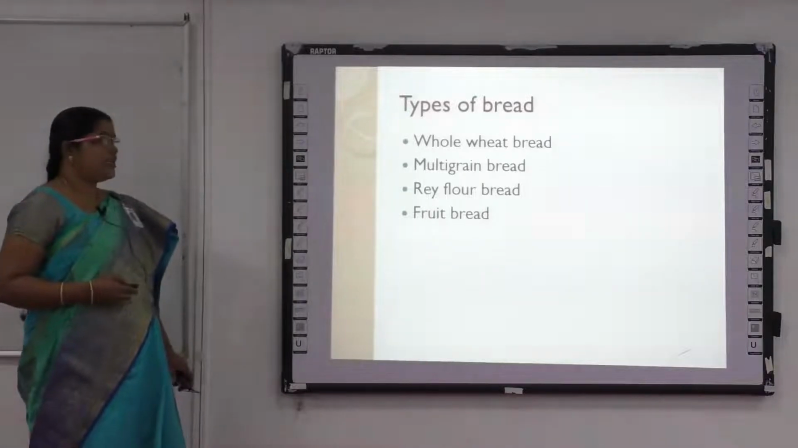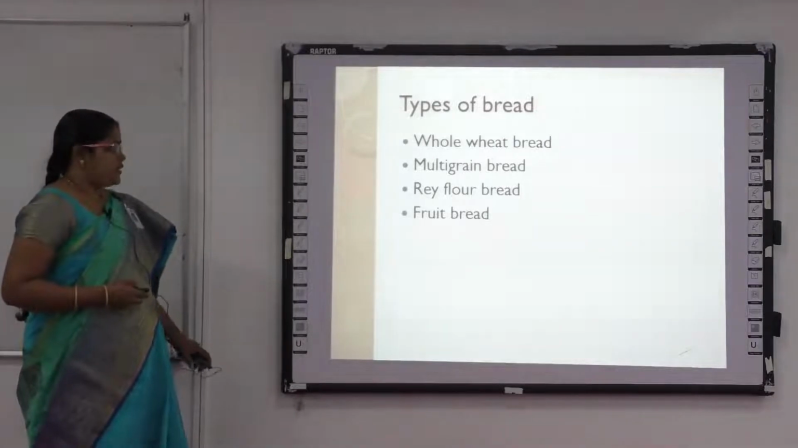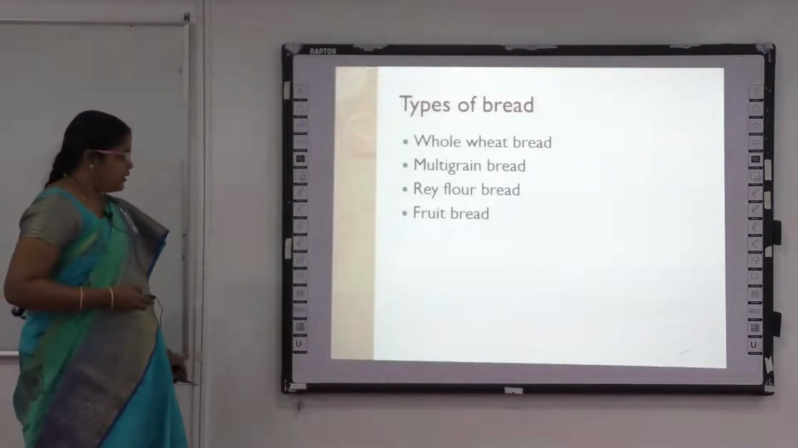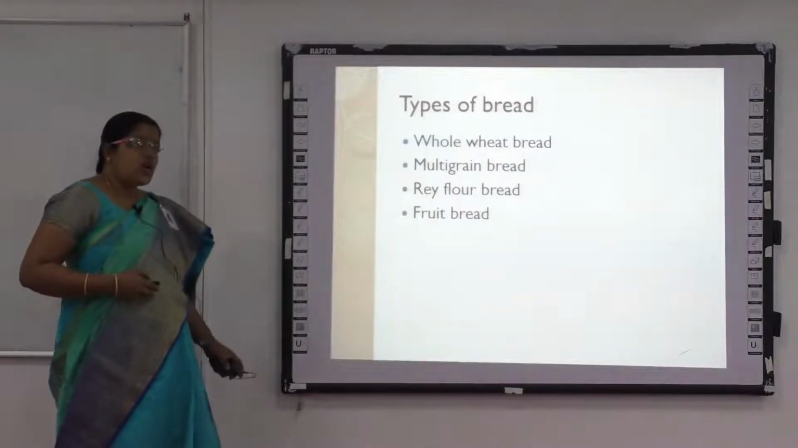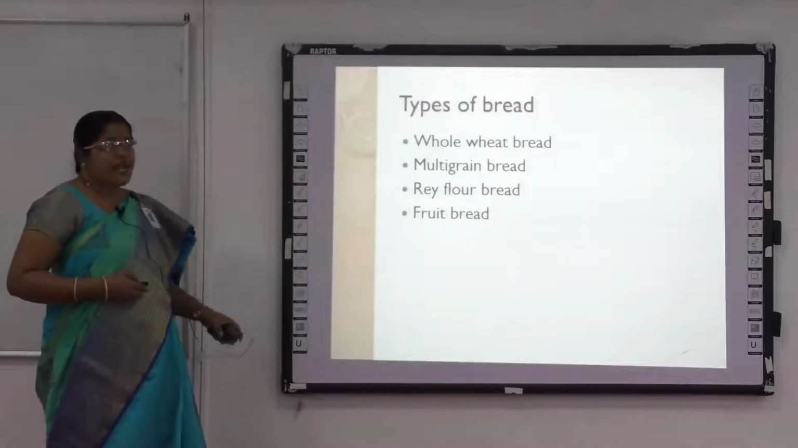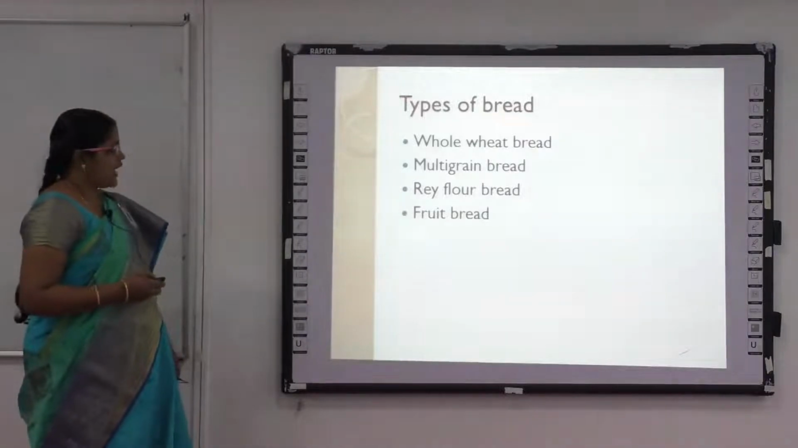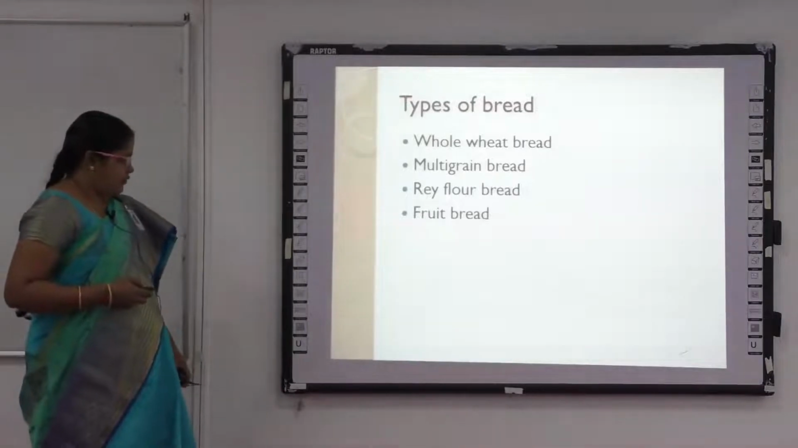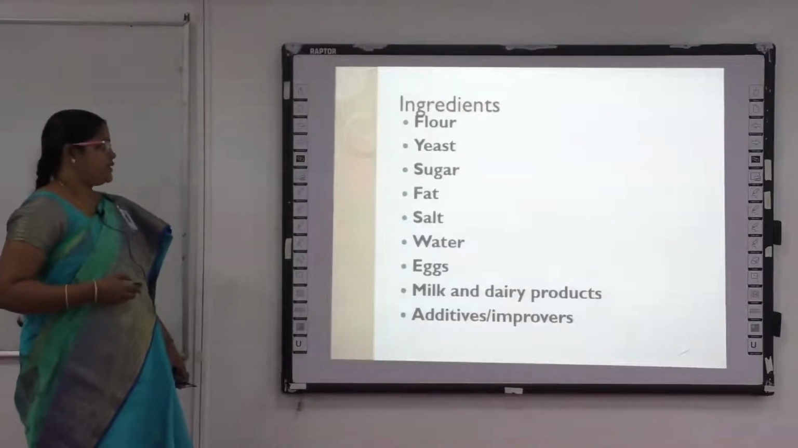Multigrain flours can also be added along with refined wheat flour, which will be termed multigrain bread. Then rye flour bread as well as fruit bread. Fruit bread is a specific bread type in which, along with the flour, dry fruits, fresh fruits or fruit pulps could be added as ingredients. So different types of breads are whole wheat bread, multigrain bread, rye flour bread, fruit bread, along with refined wheat flour bread, that is general bread.